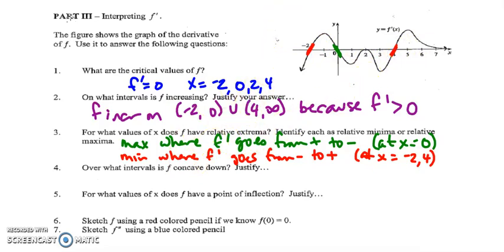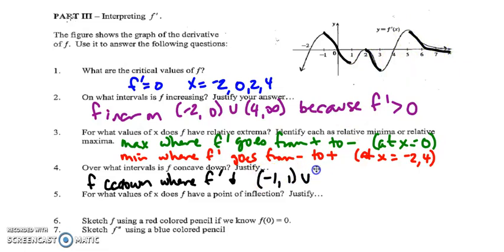Over what intervals is f concave down? Well, f is concave down where f prime decreases. So that is going to be on the intervals, let's see here, erase that, we need the intervals -1 to 1, 2 to 3, 5 to infinity. So -1 to 1 union 2 to 3 union 5 to infinity.